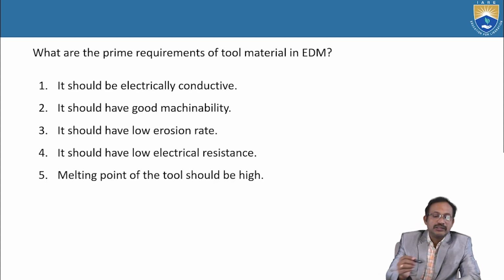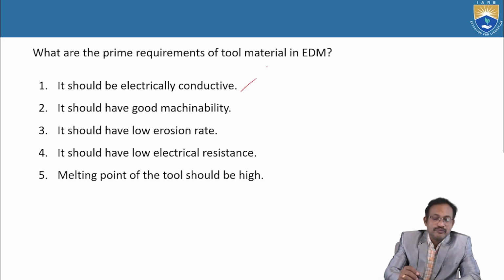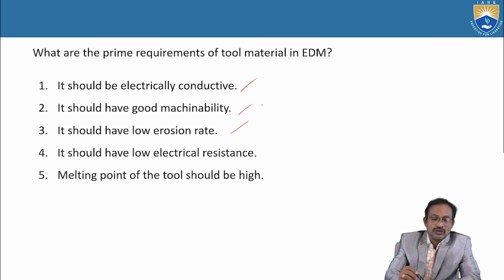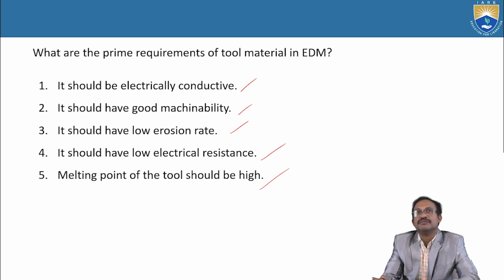What are the prime requirements of tool material in electro discharge machining? It should be electrically conductive. It should have good machinability. It should have low erosion rate. It should have low electrical resistance. Melting point of the tool should be high. Let me reiterate these important points, because these are the prime requirements of tool material in electro discharge machining.